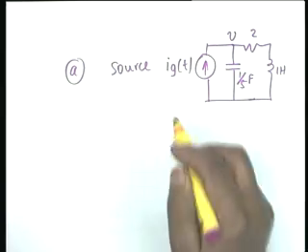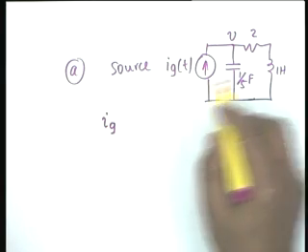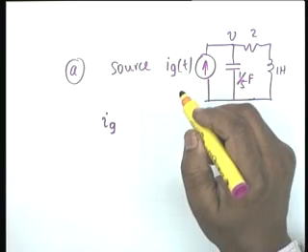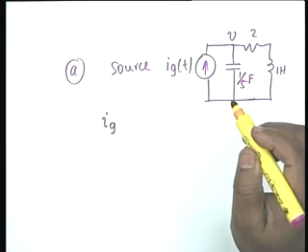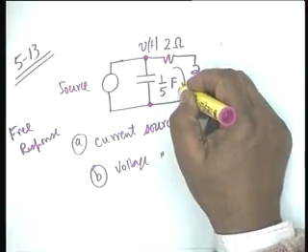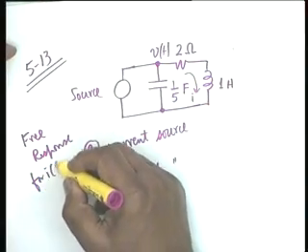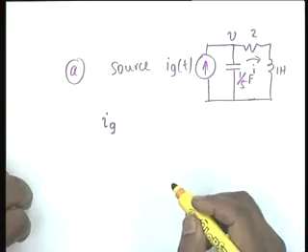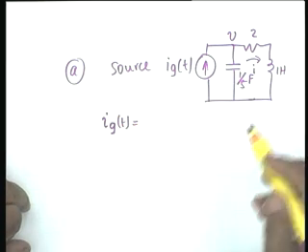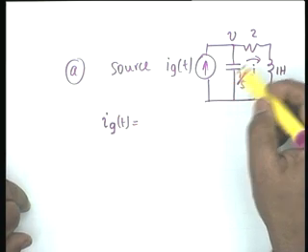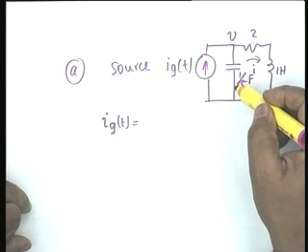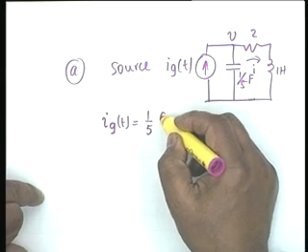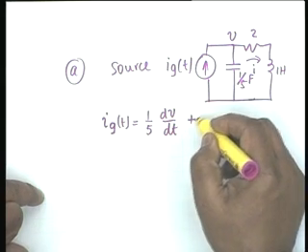Free response for what? The current i, this is the current that we have to solve for. Free response for i(t), all right. Now you can obviously see that i_g(t) is the current through the capacitor plus i. What is the current through the capacitor? C dV/dt, so it is 1/5 dV/dt plus i. Agreed?